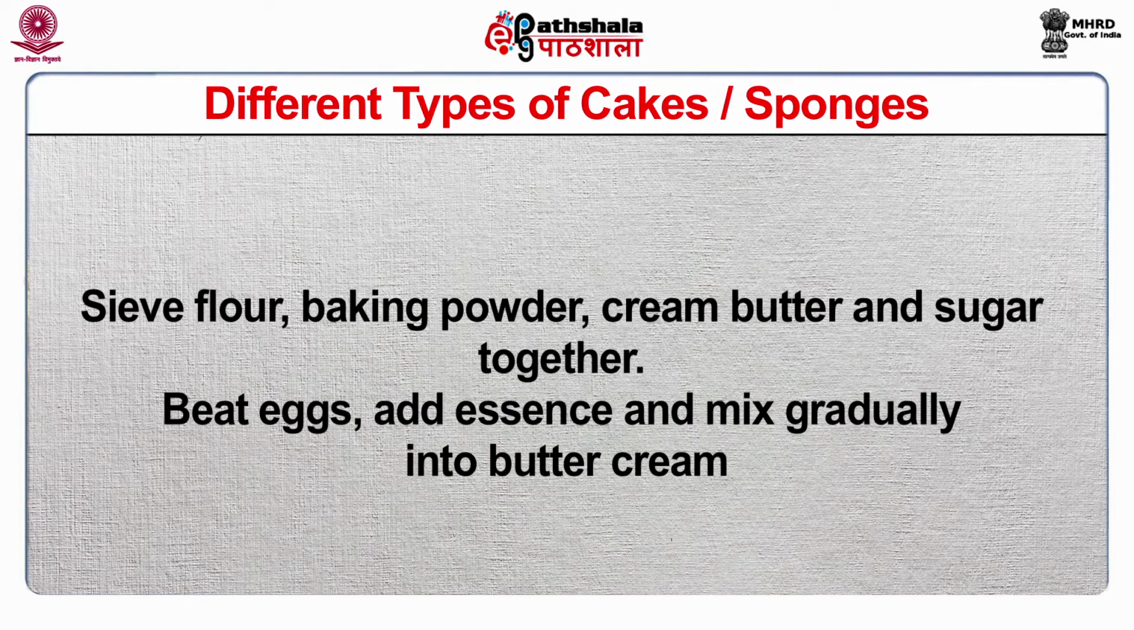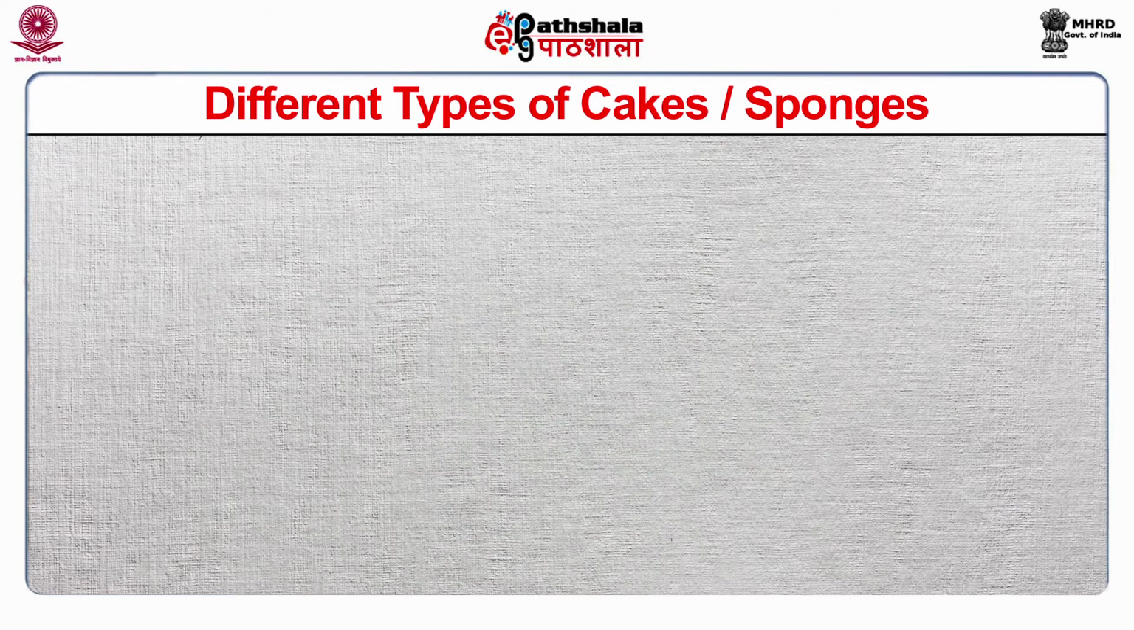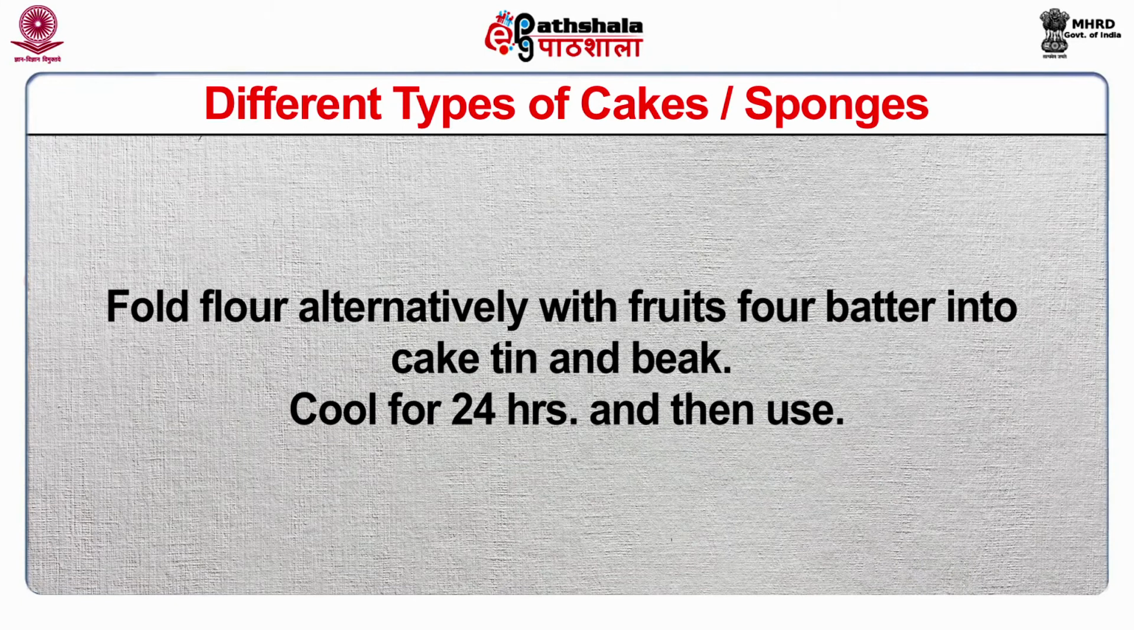Sieve flour and baking powder. Cream butter and sugar together. Beat eggs, add essence and mix gradually into the butter cream. Fold in flour alternately with the fruits, pour the batter into a cake tin and bake. Cool for 24 hours and then use.